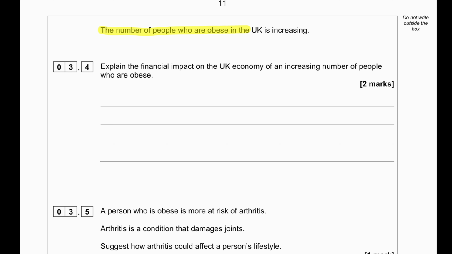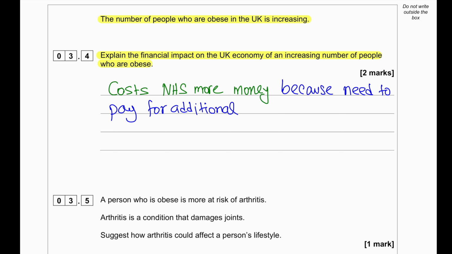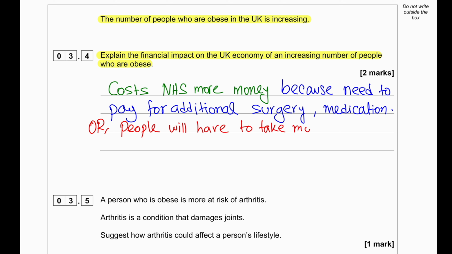The number of people who are obese in the UK is increasing. Explain the financial impact on the UK economy of increasing number of people who are obese. Since persons who are obese are going to be more sick, it will cost the NHS more money because the UK Health Services System, the NHS, needs to pay more money for medication and hospital stays to treat stroke, surgery or diabetes. So the employer or the government have to give more financial support to the employee. Now, out of these 3 points, only 2 will be needed for scoring 2 marks.